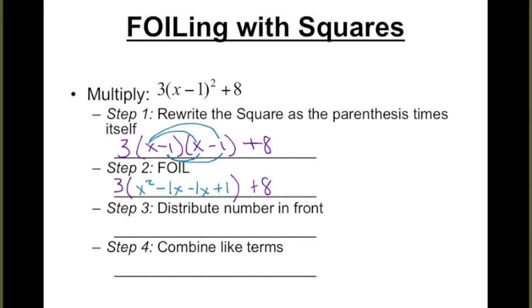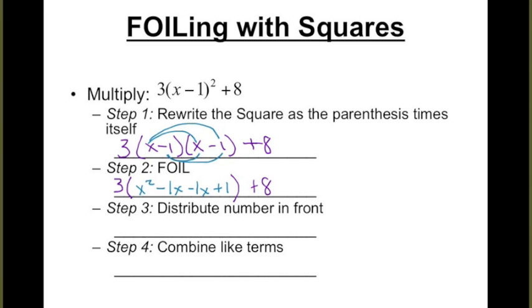What did you do to get the step 2? I FOILed the two parentheses together. So I distributed the x to both parts of the second group, and then I distributed the negative 1 to both parts of the second group. Or the first, outside, inside, last.